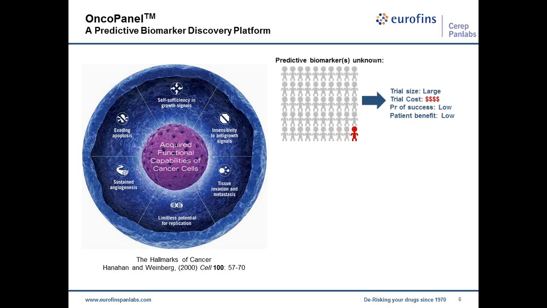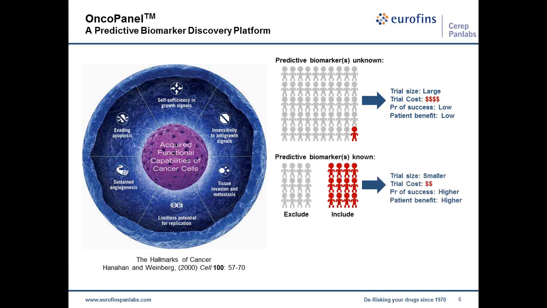I'd like you to consider a couple of clinical trial scenarios. In the first case, the first clinical trial scenario, the predictive biomarker is not known. And because there's a poor understanding of who's likely to respond to therapy, you have to enroll a large cohort of patients at a high trial cost. The individual probability of success is low, again, because we have little power to predict who's likely to benefit. And the benefit to the individual patient, that is, the mitigation of their disease, is also relatively low.